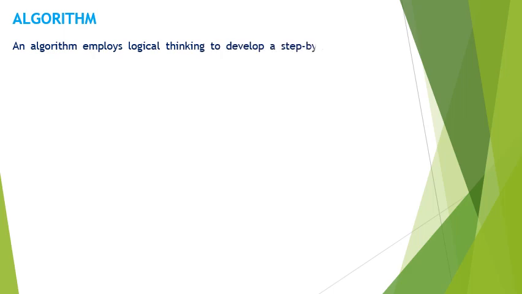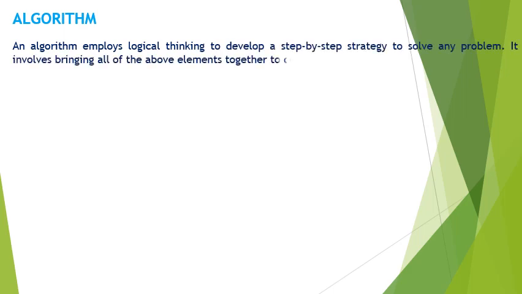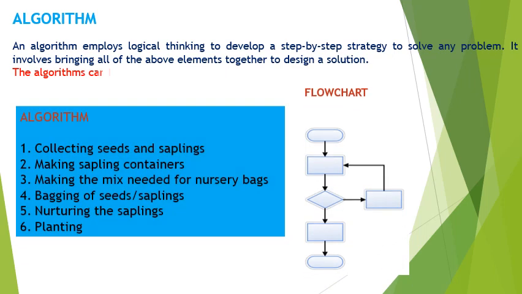Let us discuss algorithm. An algorithm employs logical thinking to develop a step-by-step strategy to solve any problem. It involves bringing all of the above elements together to design a solution. Children, the algorithms can be represented in the form of a flowchart or plain English text. Both are shown here.